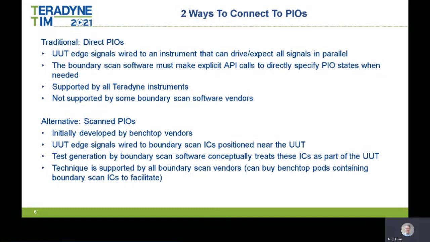There are two ways to connect to PIOs during a boundary scan test. The traditional way is to directly wire them to tester channels, as I just mentioned. We refer to these as direct PIOs. But note that the fact that we're working with boundary scan means that an alternative technique can be used in some situations. What you can do is wire the UUT edge signals to additional boundary scan ICs that you position near the UUT. So you wind up with something that looks like this.